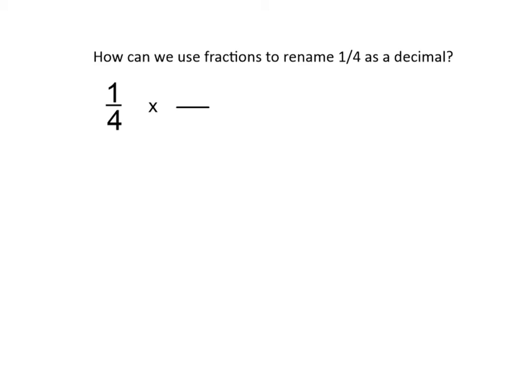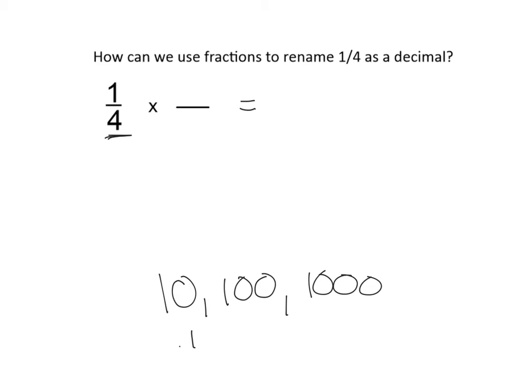Now we're going to use what we just learned to use fractions to rename 1/4 as a decimal. If we want to make it a decimal, my denominator, 4, has to be a 10, a 100, or a 1,000, because for a decimal it has to be, for example, 1/10, or 100th, or 7,000ths. So we're going to try to get 4 to either 10, 100, or 1,000.